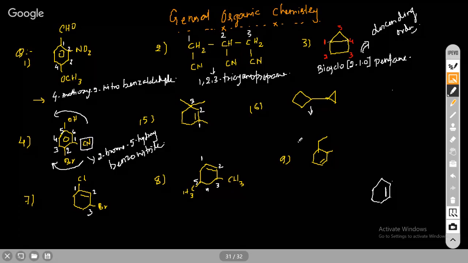Cyclopropyl cyclobutane. Yes, it's correct. The primary functional group will be this, because it contains 4 carbons. Here we have only 3 carbons. So we have cyclopropyl present on this. So cyclopropyl cyclobutane. Okay.